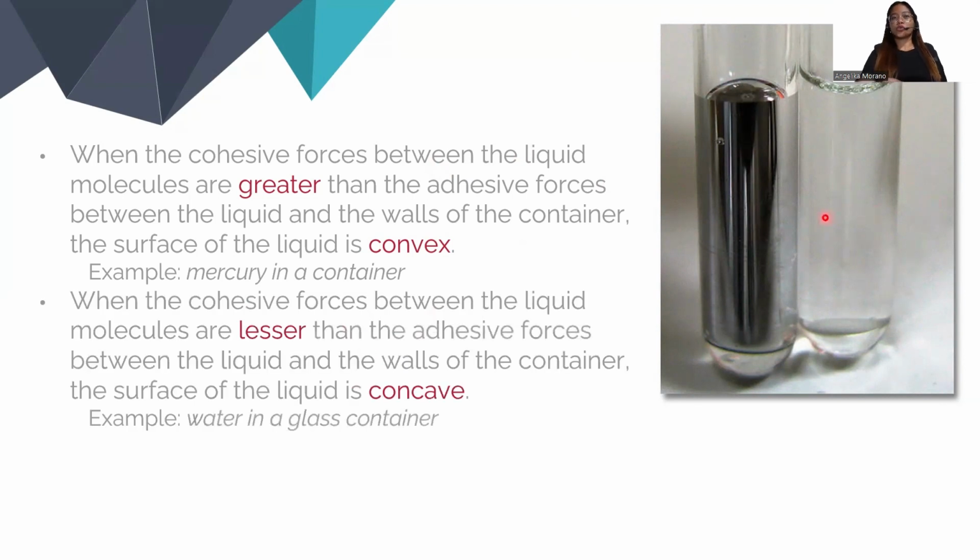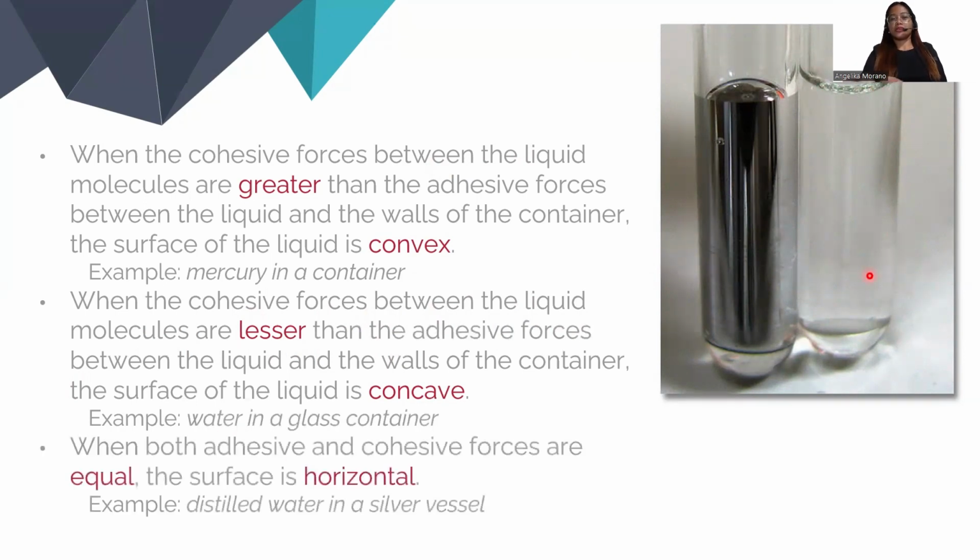Whereas, in the other test tube, if the cohesive forces between the liquid molecules are lesser than the adhesive forces between the liquid and the walls of the test tube container, the surface of the liquid is concave, like the water in the glass container or this test tube. So if the forces between the liquid and the container itself are equal, the surface is horizontal. It does not curve upward or curve downward.